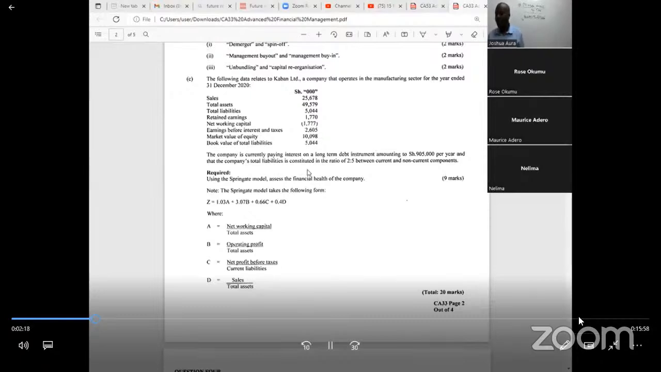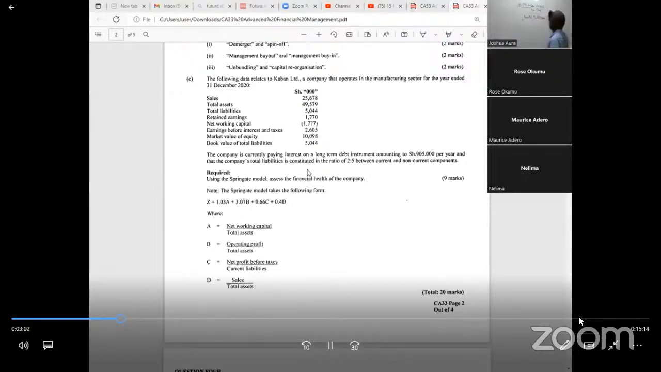Note, the Springate model takes the following form: Z equals 1.03A plus 3.07B plus 0.66C plus 0.4D. And then they have given us how to compute A, B, C, and D. For A, they would want us to calculate it using the working capital. B is the operating profit. C is the profit before taxes. And D is the sales ratio. Very easy. Ladies and gentlemen, I would want you to appreciate this formula.